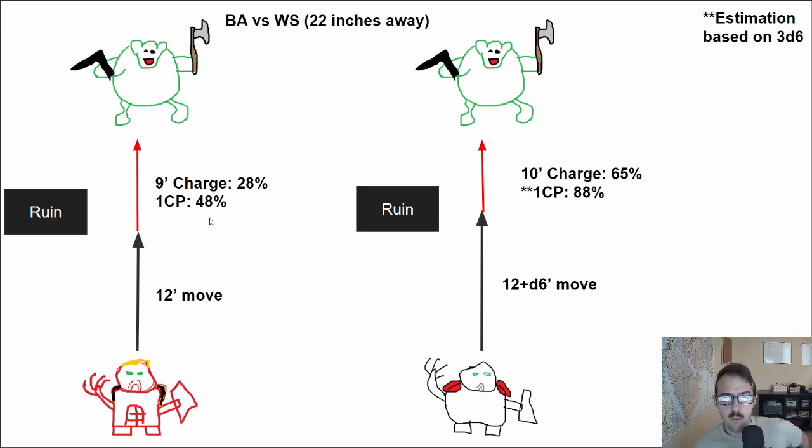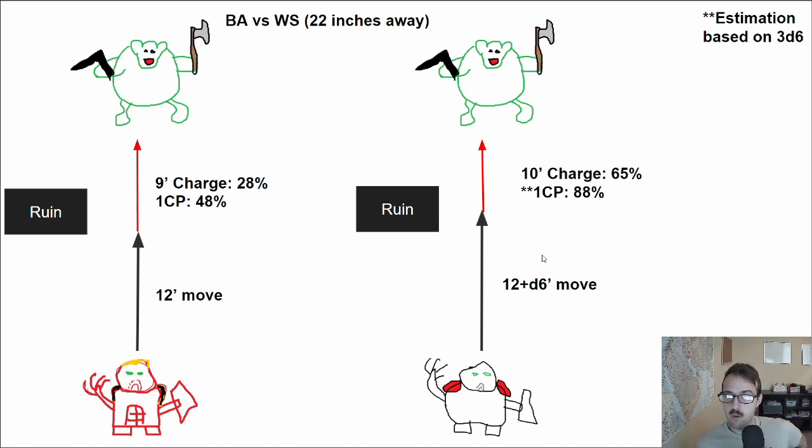Just to remember how we calculate that, we already learned about the 28% chance. What we do is subtract that out of 100%, or 1, and that gives us a 72% chance of failure. We can square that, which gives us 52%, and then subtract that from 1, giving us a 48% chance with a reroll.